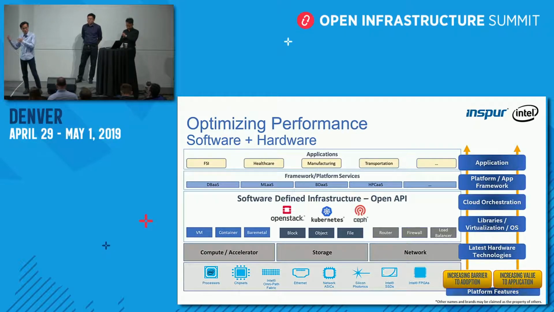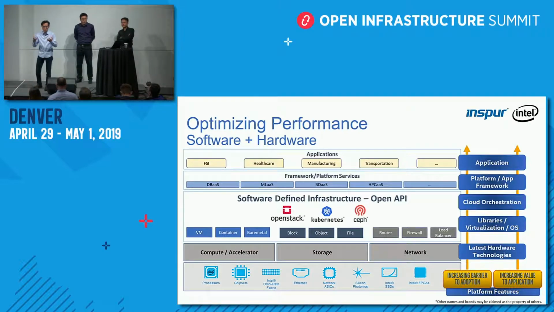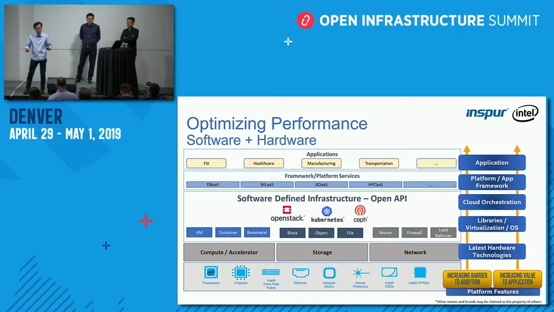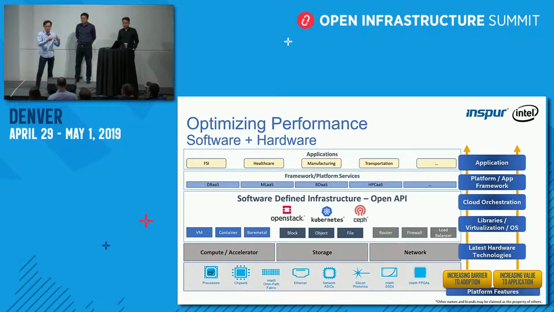So that's what we try to do here together with our partners Inspur and Intel, right? We try to make the platform features easier to access throughout the whole stack. And at the upper layer, we want to bring the best value of the platform features from the hardware into the application. But we have to pass through all the stack to make the application realize the benefit of it.